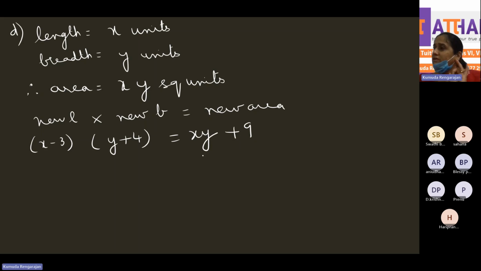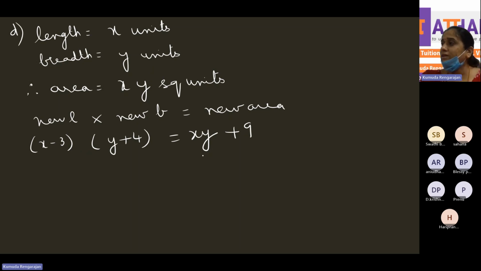Is this correct? New length into new breadth is new area. What is the new area? The original area plus 9, because the area increases by 9 square units. What was the original area? XY. It increases by 9, so plus 9. So the new area is XY plus 9.